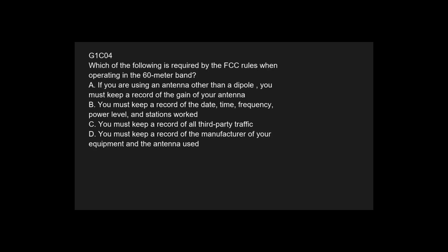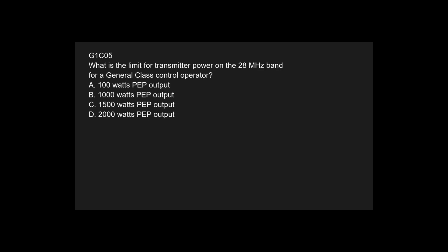Question: what is the maximum bandwidth permitted by FCC rules for amateur radio stations transmitting on USB frequencies in the 60-meter band? The correct answer is A, 2.8 kHz. Question: which of the following is required by the FCC rules when operating in the 60-meter band? The correct answer is A. If you are using an antenna other than a dipole, you must keep a record of the gain of your antenna. Question: what is the limit for transmitter power on the 28 MHz band for a general class control operator?